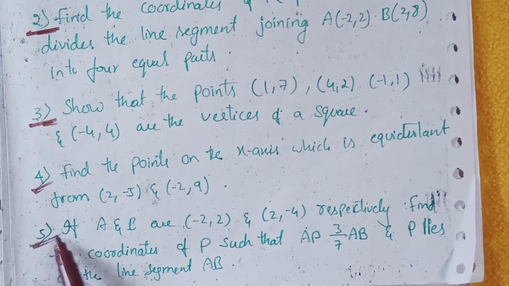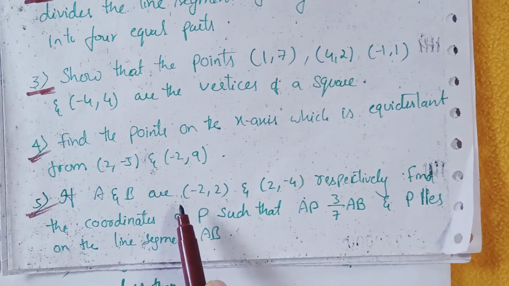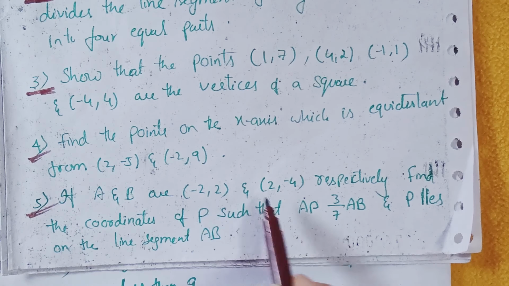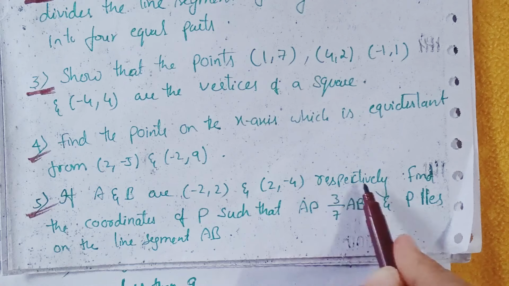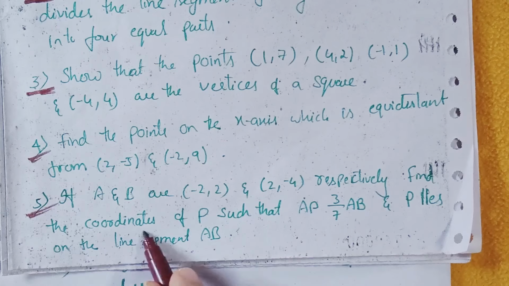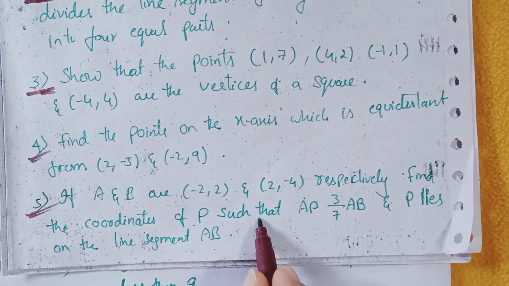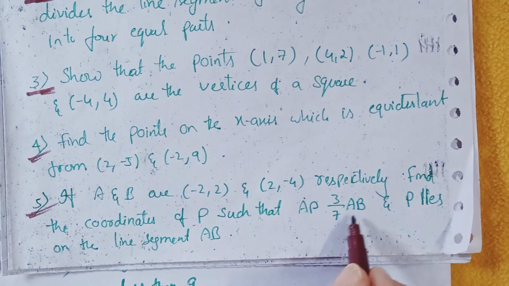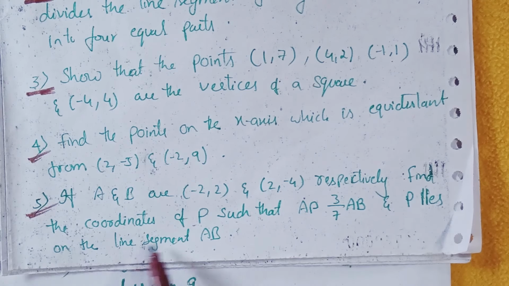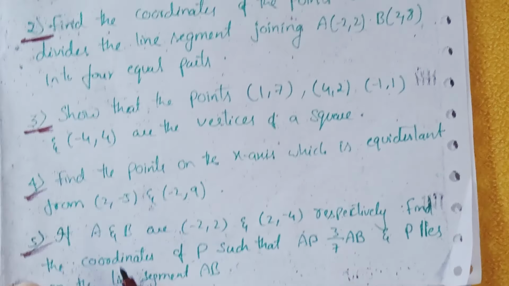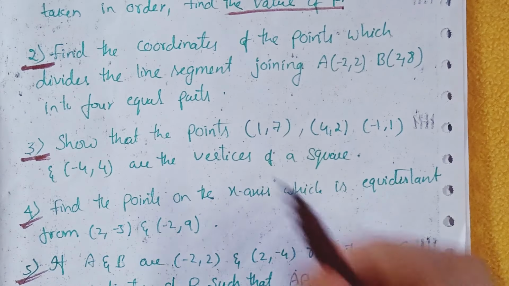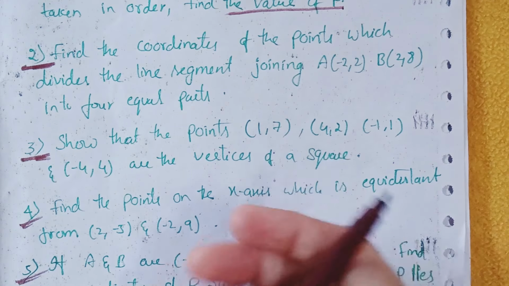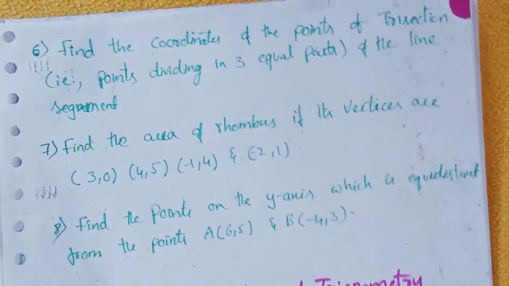Got it? Next, fifth question is, if A and B are (-2, 2) and (2, -4) respectively, find the coordinates of P such that AP equals 3/7 AB and P lies on the line segment AB. Okay, so guys, please mark all the questions in your mathematics notes and at the same time in the textbook also. So it will be very easy for you to revise for public exams as well.